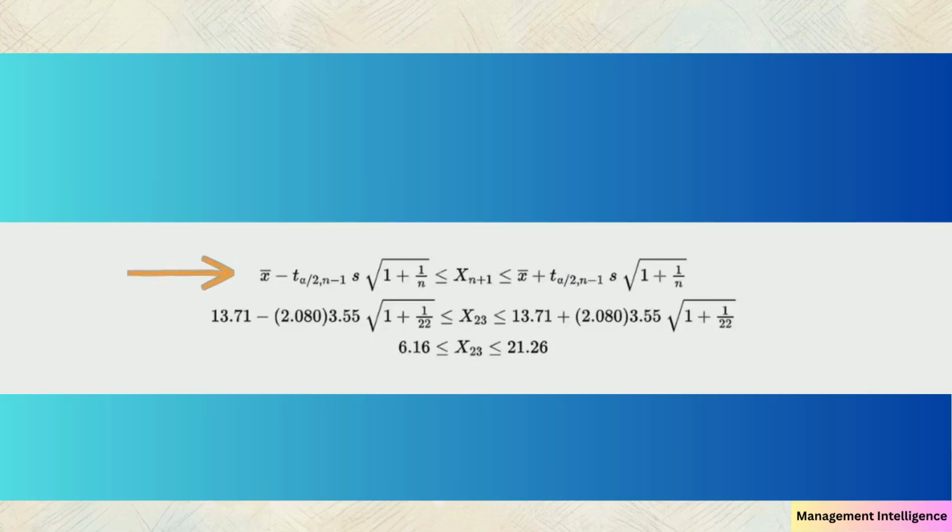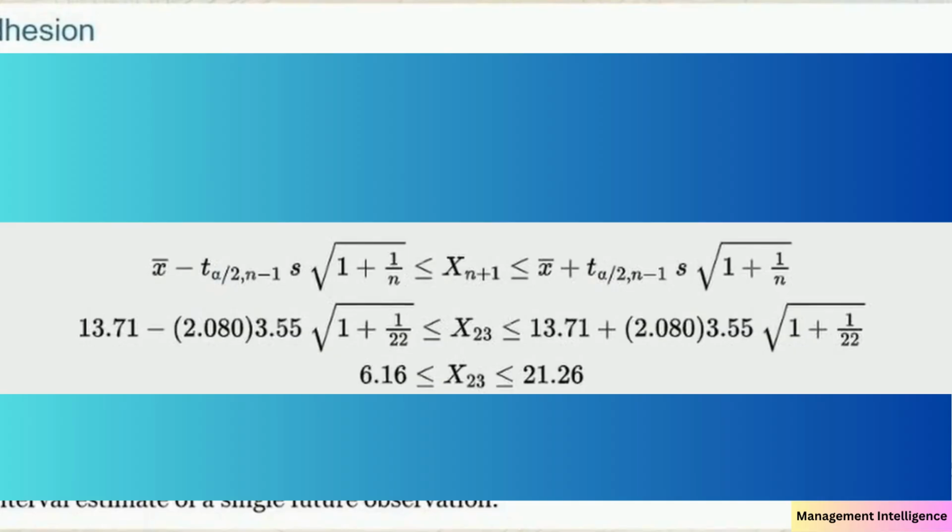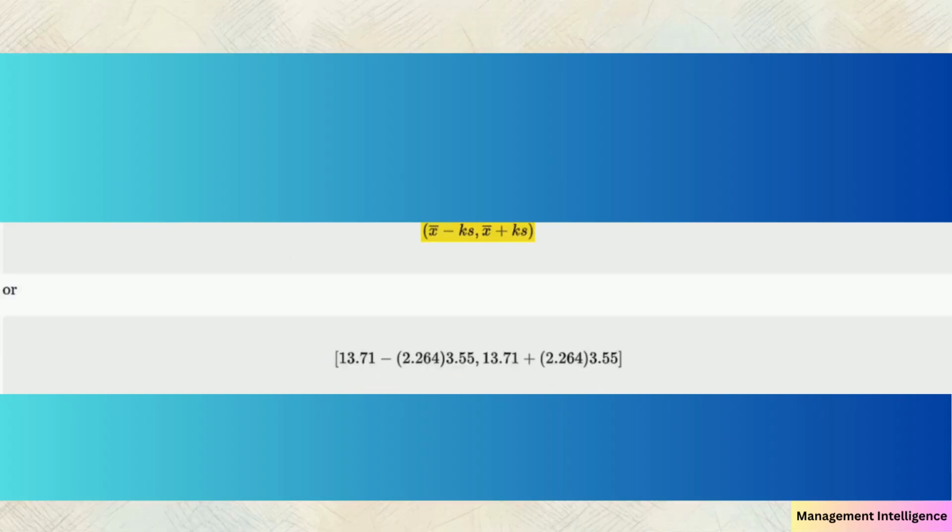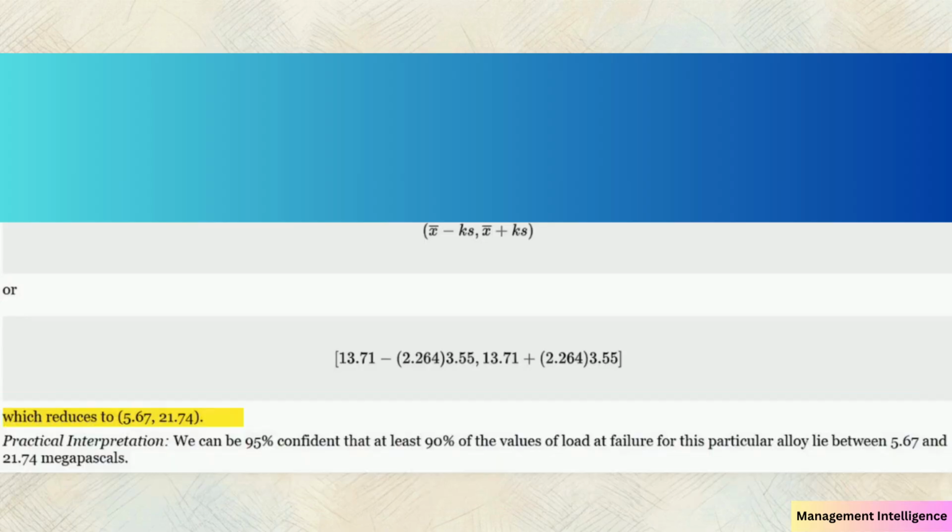Look at this calculation for a prediction interval used to find the exact load failure of a single future product. Notice it requires a much wider range than a confidence interval, resulting in this wide numerical spread from 6.16 to 21.26. Next is a tolerance interval, which sets the exact boundary guaranteeing 90% of the products will survive. The calculation resolves at the bottom, proving the vast majority will safely hold loads between 5.67 and 21.74 megapascals.